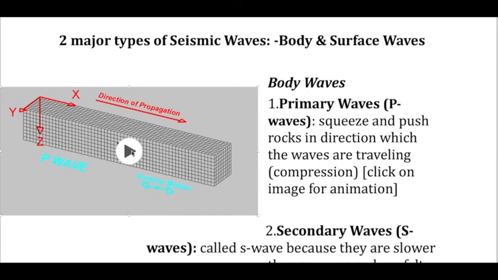The first type is called body waves, and these are primary waves, so they're called P waves. They are going to go in a horizontal way, so essentially they propagate in one direction. There's a squeezing and a pushing, going back and forth and back and forth. It's pulling apart, squeezing together, so you end up with a kind of compression wave. This is very similar to how sound works through the air.